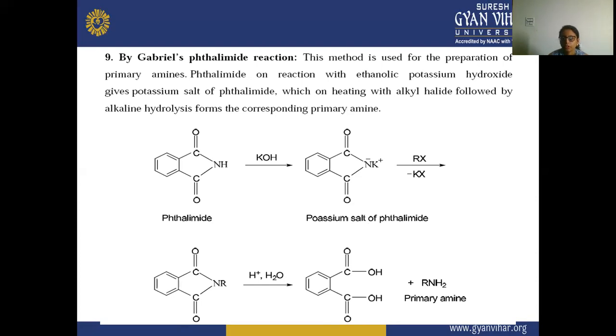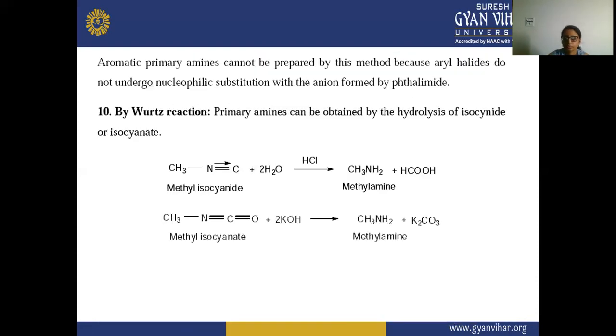After that, there is a formation of an intermediate, that is your salt. Potassium salt is formed here, and when there is acidification of this potassium salt of phthalimide, a carboxylic acid is formed here, and the primary amine is formed here. So this primary amine can be obtained from the Gabriel phthalimide reaction.